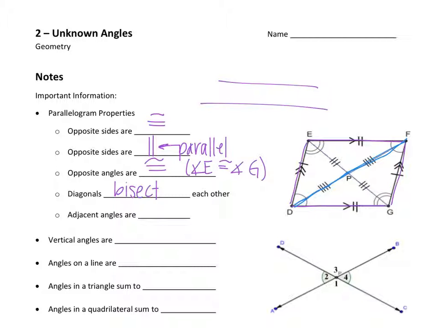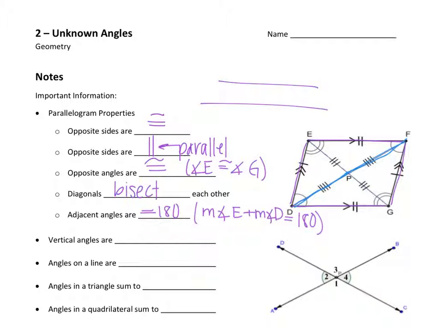Lastly, adjacent angles are equal to 180. So this is like the measure of angle E plus measure of angle D, because they're adjacent, they're next to each other, equals 180.